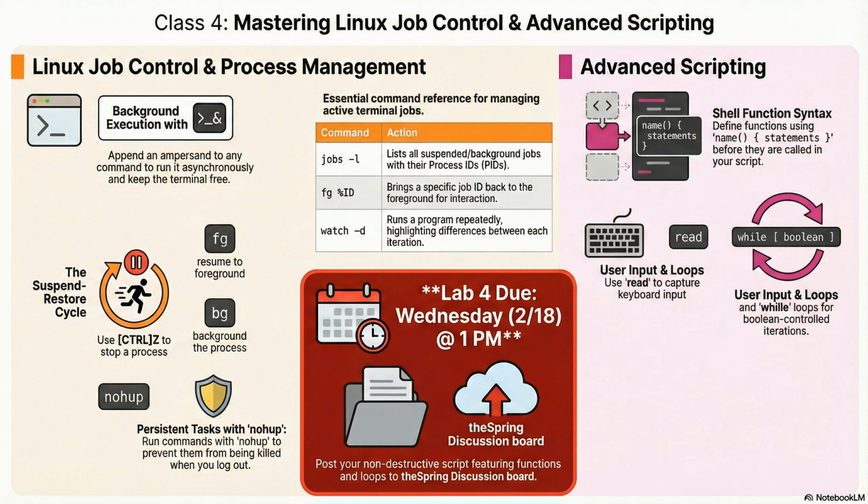fg will bring back the most recently backgrounded job. If you have a few, the jobs command gives them numbers, like job 1, job 2. So you can say fg %1 to be specific. It's really like juggling then. You're throwing tasks into the background and then pulling them back down when you need to interact with them.